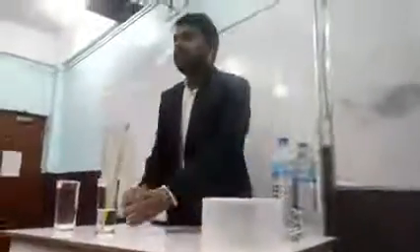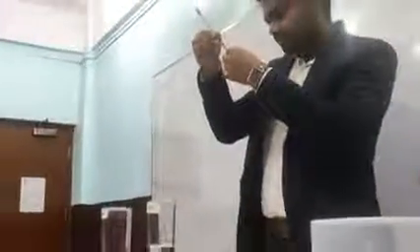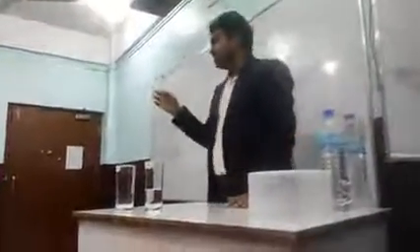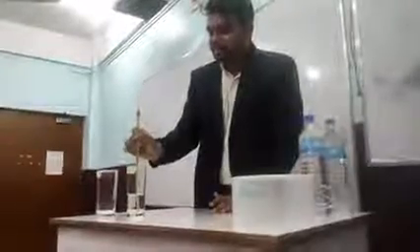So here we have a glass filled with room temperature water. Okay, it is around 27 degrees Celsius. This is a degree Celsius thermometer. This is around 27 degrees Celsius.